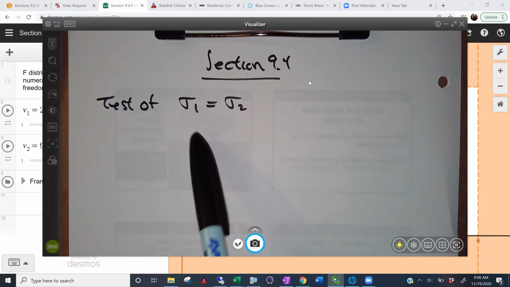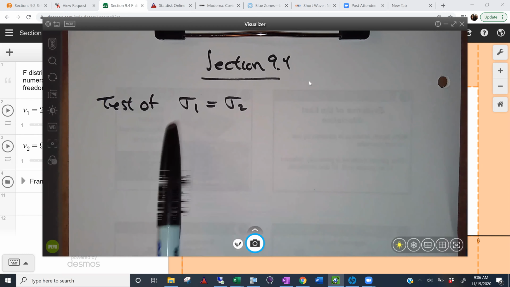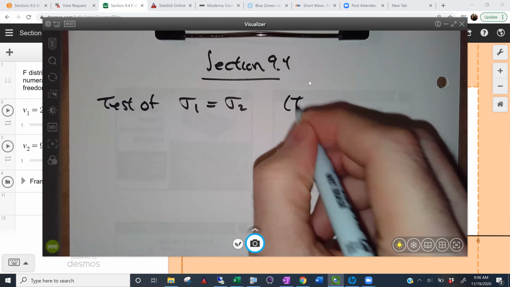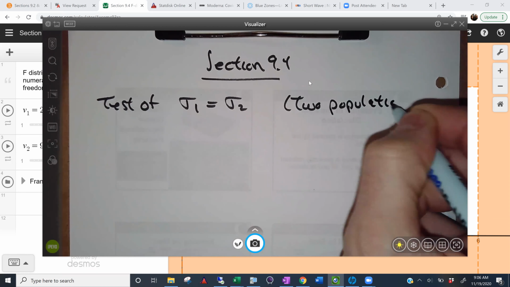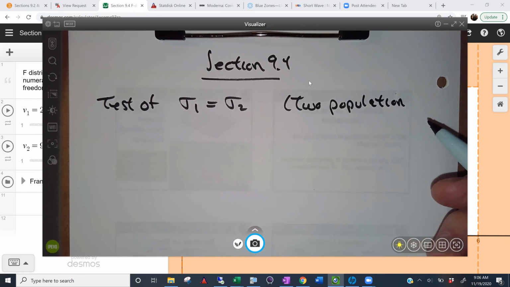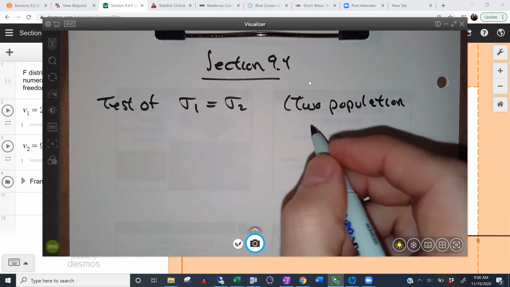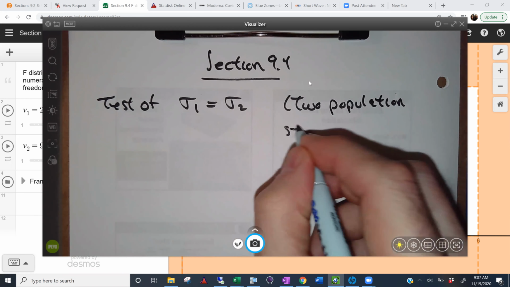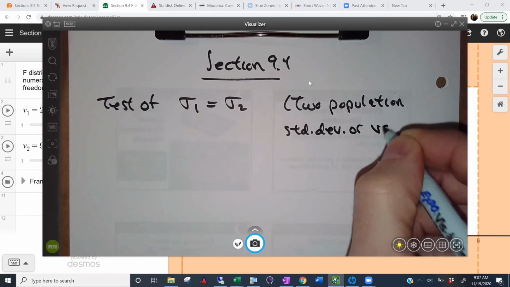So we're going to test in section 9.4, sigma 1 equals sigma 2. What does sigma 1 and sigma 2 represent? Standard deviation of two separate populations. Excellent. So this is going to be a test of two populations, standard deviations or variances.